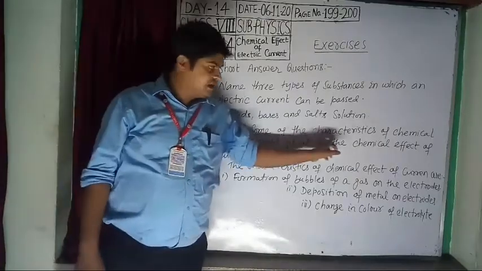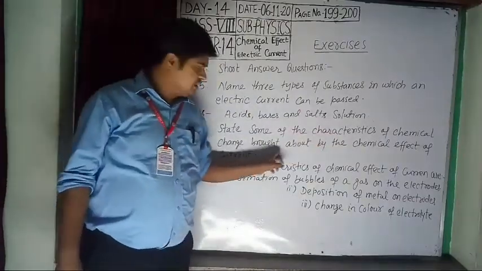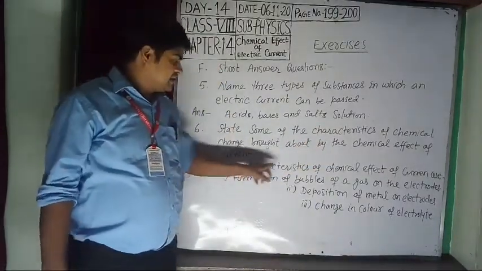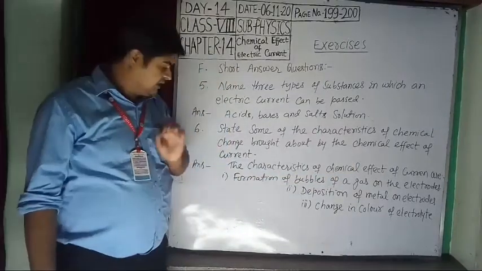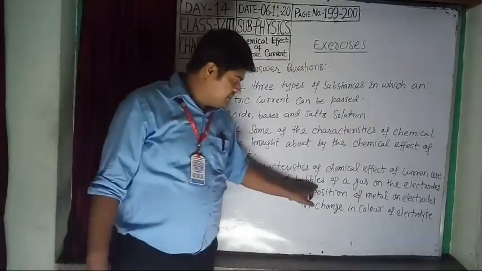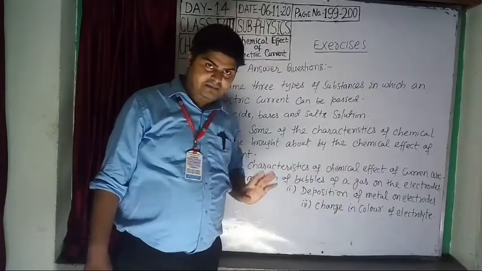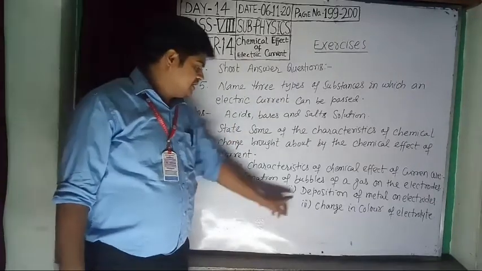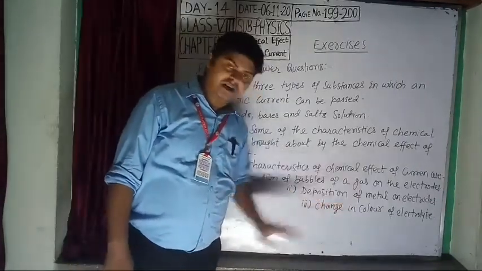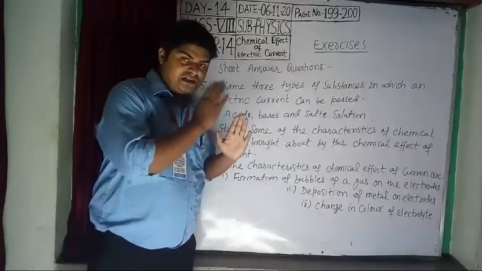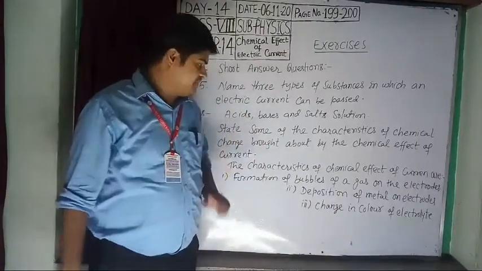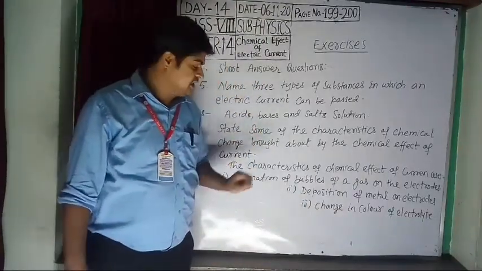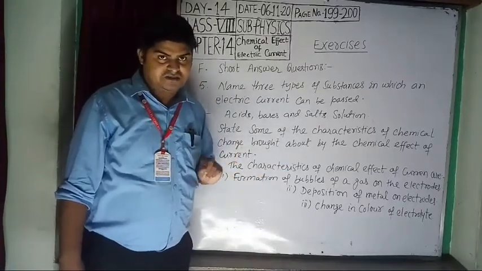State some of the characteristics of chemical change brought about by the chemical effect of current. I have discussed earlier the characteristics of the chemical effect of current. Number 1, formation of bubbles of a gas on the electrodes. Number 2, deposition of metal on electrodes, where one metal is deposited on the other metal. And the third is change in color of the electrolyte.